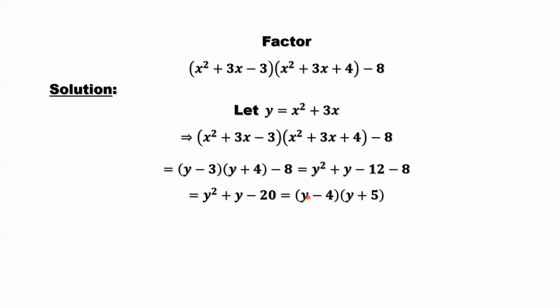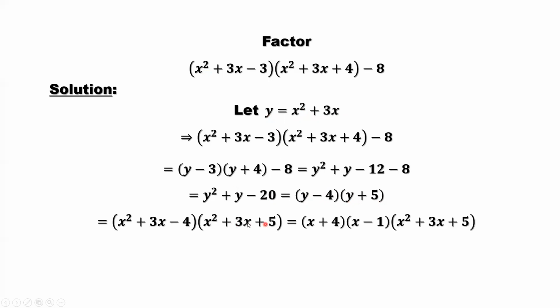So here, what is y? We defined it as x squared plus 3x. We can replace y back. So here, this is y, this is y. The first term, you can factor as (x plus 4)(x minus 1). You can use the quadratic formula or a different method. The second part, you don't have any integer solution. So here you cannot go further to factor this.